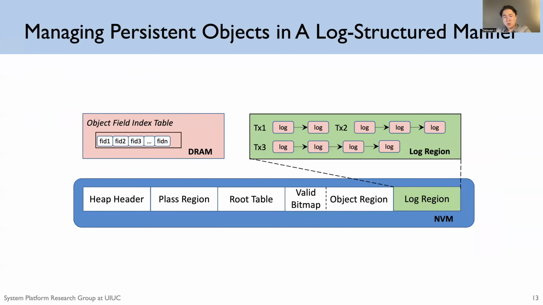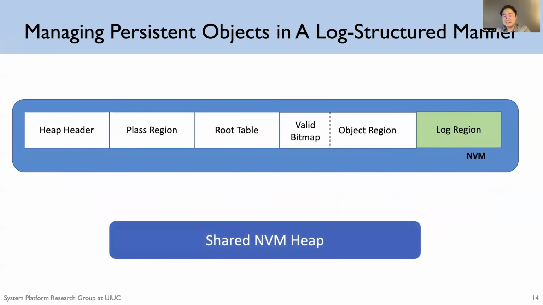We now show how we put this optimization into the UniHeap system. As an overview of the system, UniHeap manages the persistent objects in a log-structured manner. We store the persistent objects in a shared NVM heap, enable out-of-place update in the data log region, and optimize the latest data lookup with an object index table stored in the DRAM. Let's first look at the NVM heap.